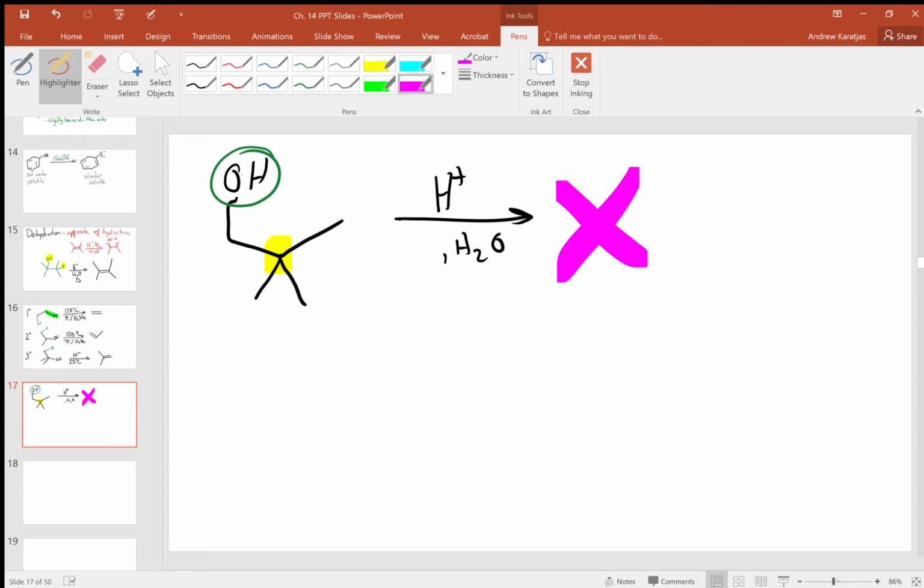Alright, so our take home so far is two things. One, we need that adjacent hydrogen. And second, the more substituted our alcohol is, the better the dehydration reaction works.